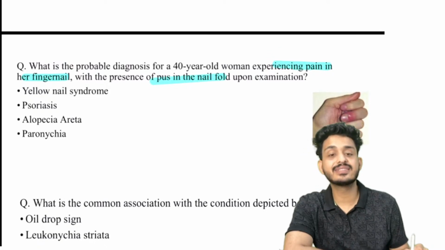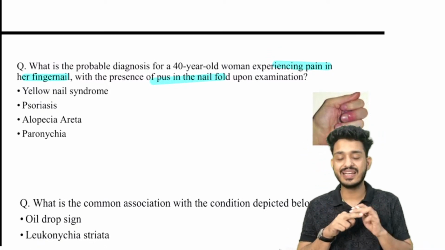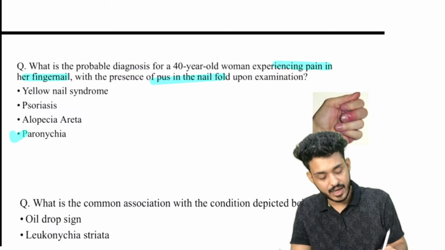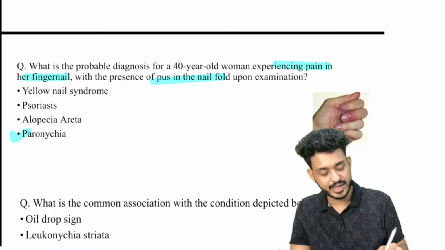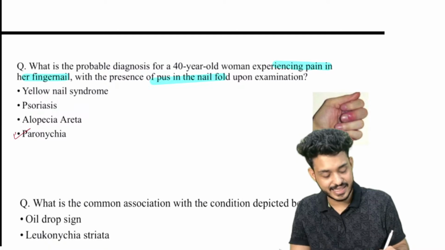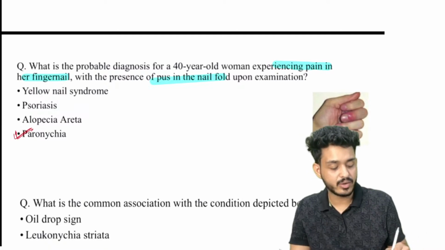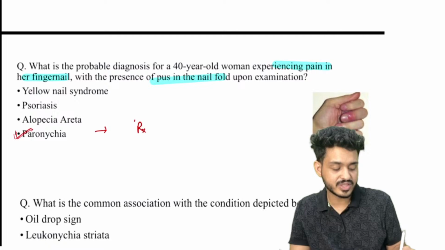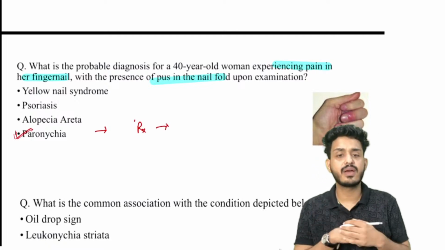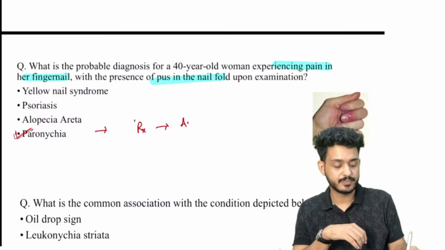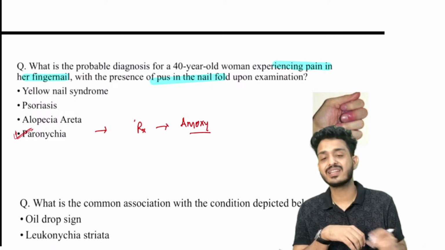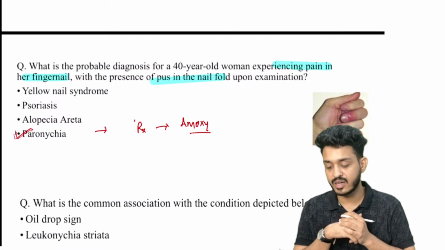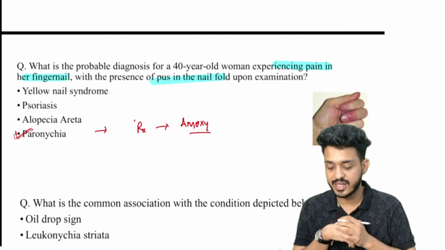Whenever there is infection of the lateral nail fold, we call it paronychia. Guys, this is D. Yes, this is D. This is known as paronychia. And how will you treat this particular situation? For any kind of superficial infection, generally we use amoxicillin. So we can use amoxicillin, and that was the drug they asked you about. So that is the treatment of paronychia.